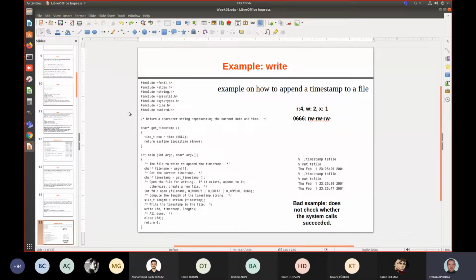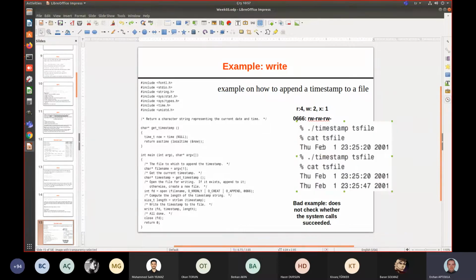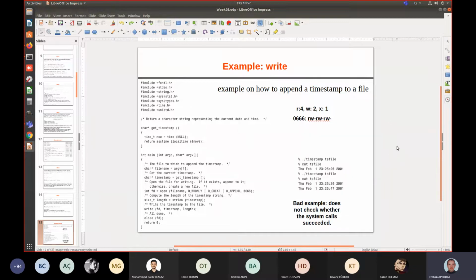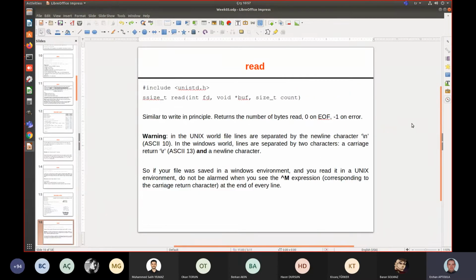Okay, so here we can see the output. So we call timestamp with the TS file on the right. If we cat it, so if we look at the contents of the file, you will see that it contains the current timestamp. If you execute it again, you will see that it appends one more timestamp to the end. Nothing fancy. Any questions about write? We have more examples, don't worry.